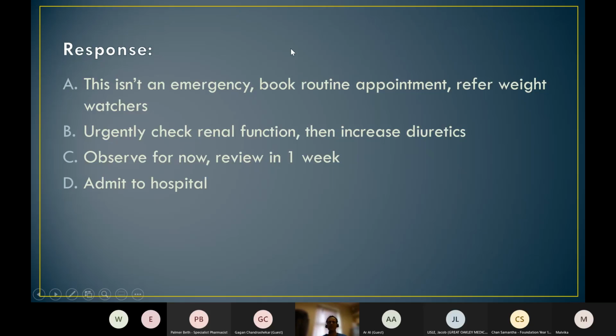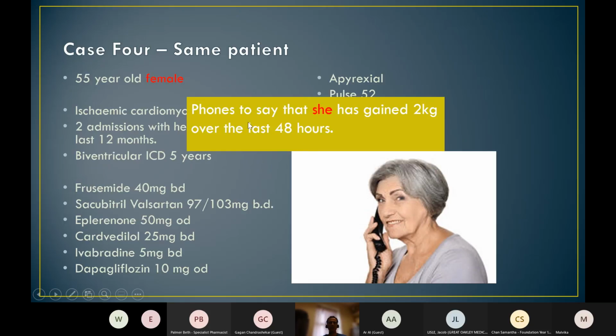So question, is she symptomatic other than weight gain? Yeah, so that's an important question. So she's gained 2 kilos of weight in the last 48 hours. She isn't really that symptomatic otherwise. It might be a little bit more breathless at night. She might have slightly puffy ankles, but she's just not sure.